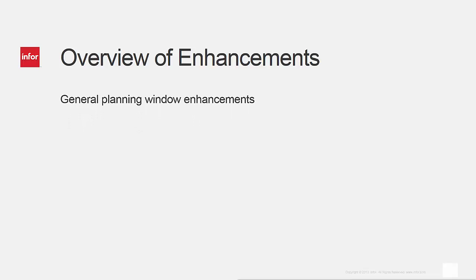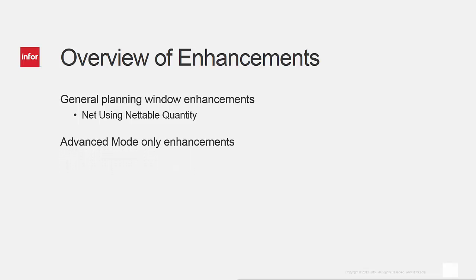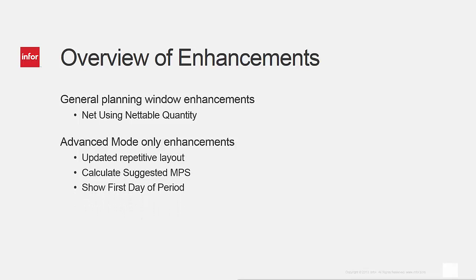The enhancements we are going to cover in this video are the new net using nettable quantity view setting that applies to both the standard and advanced modes of the window, as well as the following advanced mode only enhancements: an updated layout to the advanced planning window, an option for enabling the new suggested MPS calculations, a view setting for using the first day of a planning period as the label for that period, and the ability to apply the color preferences to the advanced mode screens.